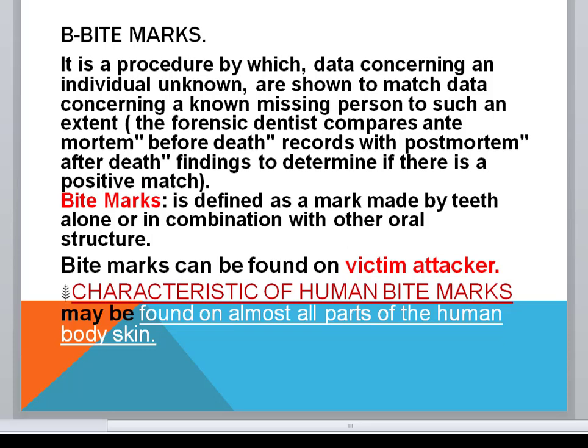As regards bite marks, it is a procedure by which data concerning an unknown individual are shown to match data concerning a missing person, to such an extent that the forensic dentist compares antemortem, before death, records with postmortem, after death, findings to determine if there is any positive match. A bite mark is defined as a mark made by teeth alone or in combination with other oral structures. Bite marks can be found on victim or attacker, and the characteristics of human bite marks may be found on almost all parts of the human body skin.